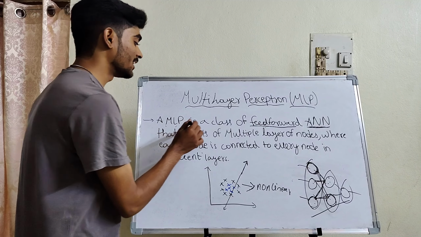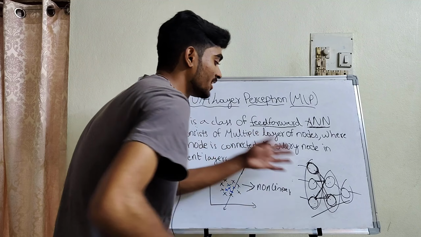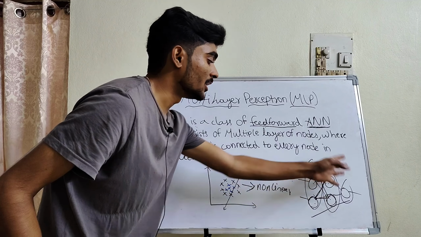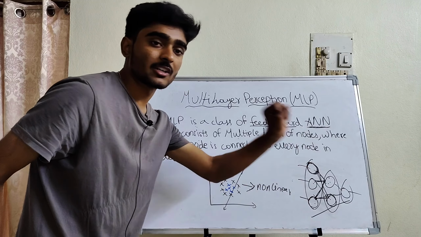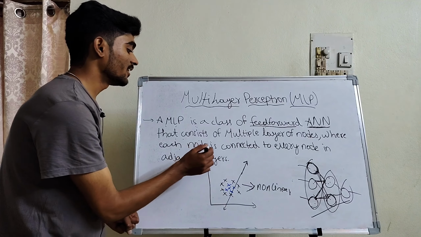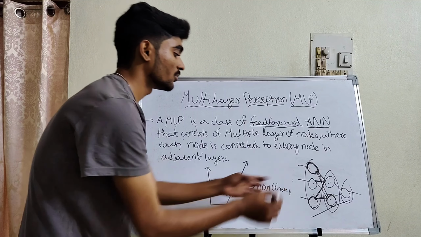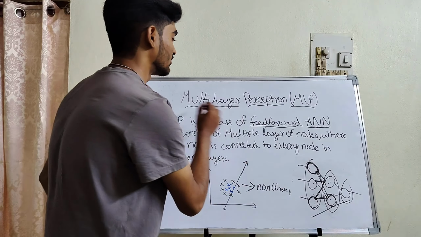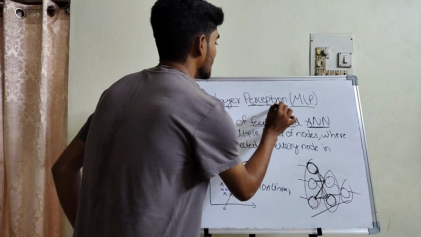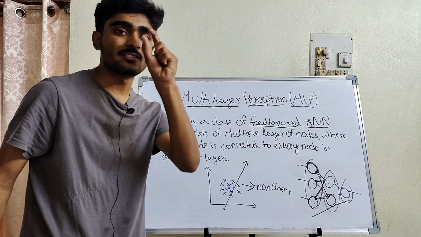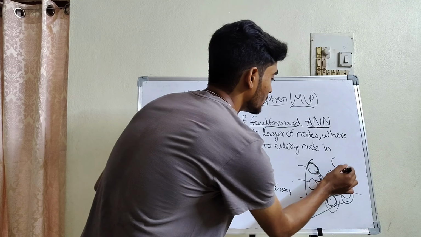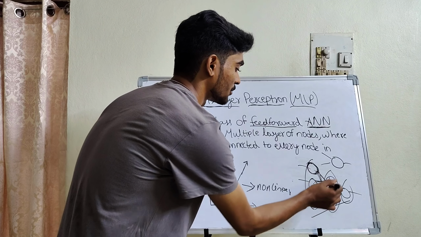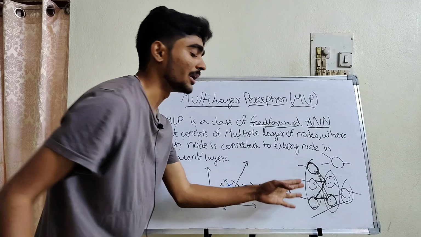A multi-layer perceptron is a class of feed forward artificial neural network that consists of multiple layers. Each layer consists of multiple nodes, and each node is connected to each and every node in the adjacent layers. This is called a multi-layer perceptron. In a single layer perceptron, we have only a single perceptron. But in a multi-layer perceptron, we have multiple perceptrons and multiple layers.